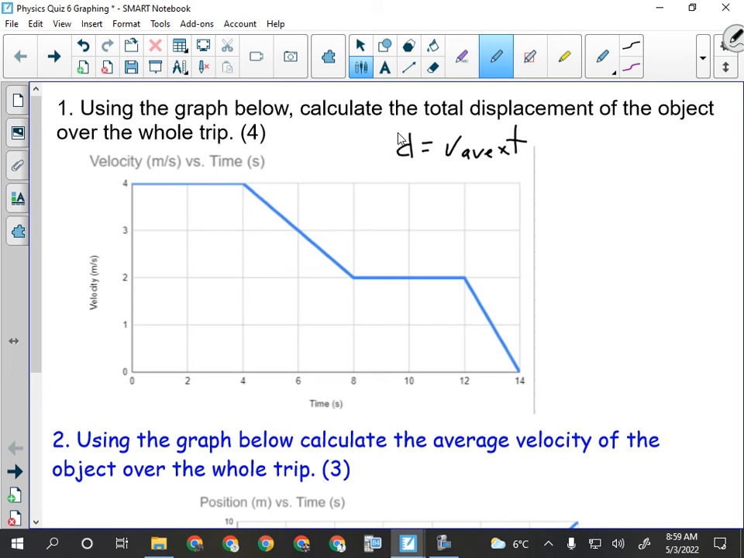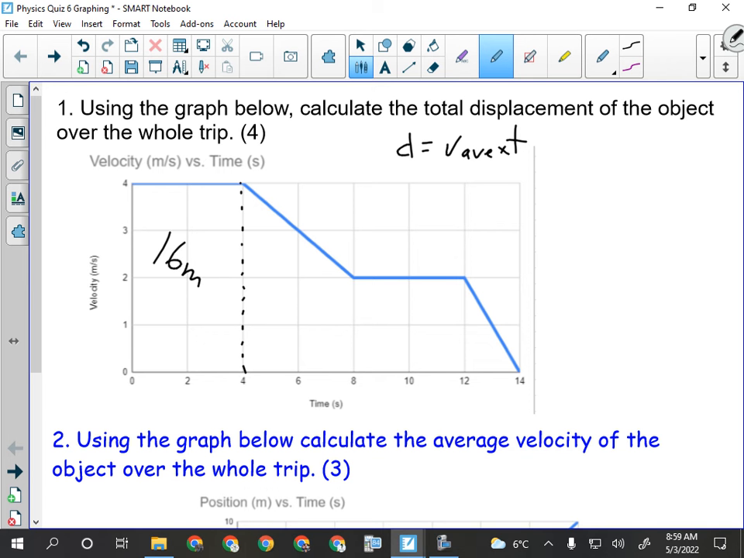Because between 0 seconds and 4 seconds, the car, or the object, does what? Well, actually, it's doing something. It's traveling at a constant velocity of positive 4 meters per second. That means its average velocity during that time is positive 4 meters per second. And so if I go average velocity times time, I get that it goes 16 meters during that time. Is everybody all right with that?